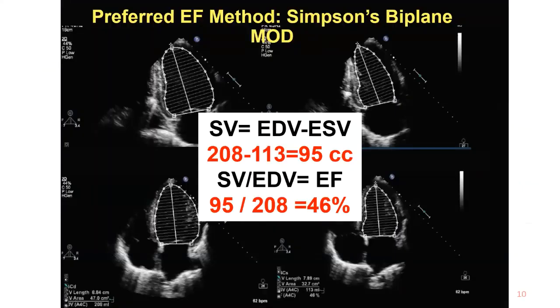As I went over in the chamber quantitation lecture, the preferred method is Simpson's biplane method of discs. The stroke volume is the difference between the end diastolic and the end systolic volume, and the stroke volume divided by the end diastolic volume gives you the ejection fraction. You can think of this as the change in end diastolic volume during systole, or the volume strain, and we'll talk about that later. So the ejection fraction, in this case, is 46%.